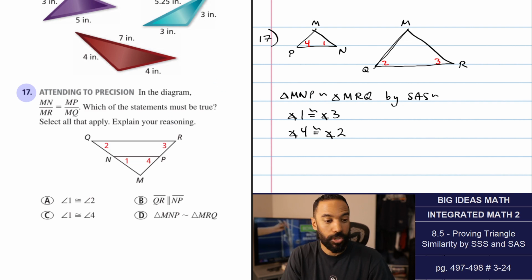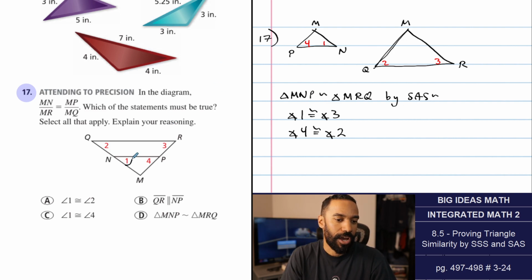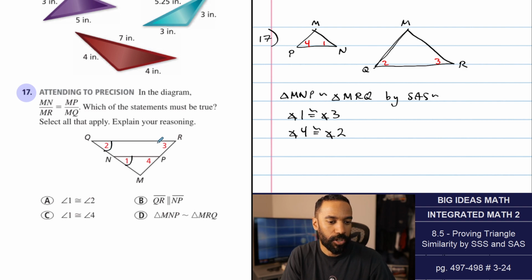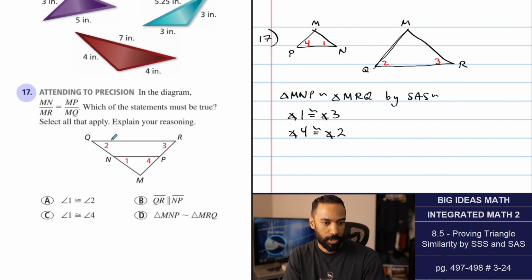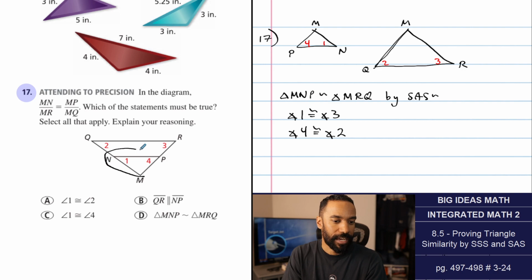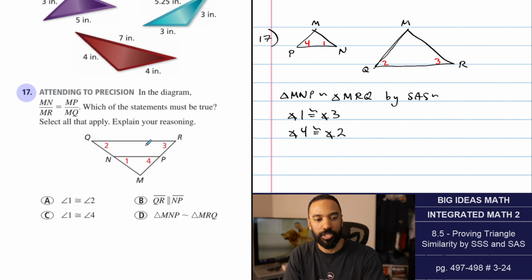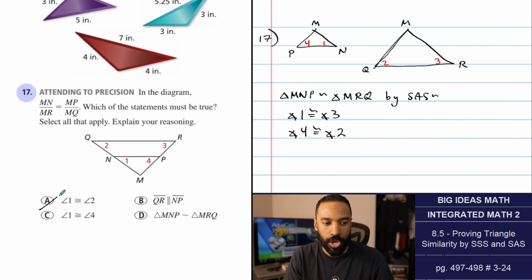Angle 1 congruent to angle 2? No. You might want to say, oh, look, it's corresponding angles that are congruent. Well, no, we don't know these lines are parallel. You also might want to say, well, yeah, because these two triangles are similar. We also established no, because that's not the proportionality that we have. 1 congruent to 2 is no.